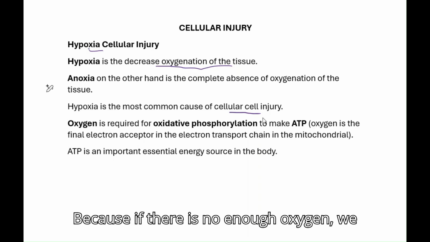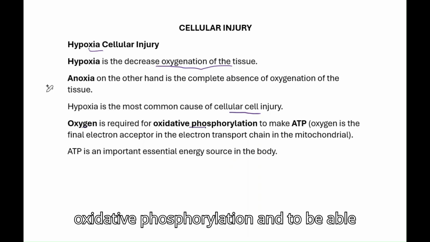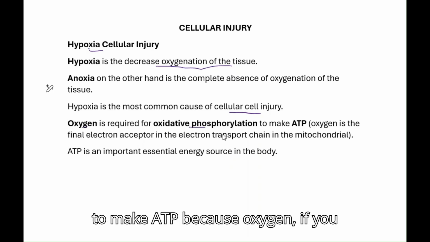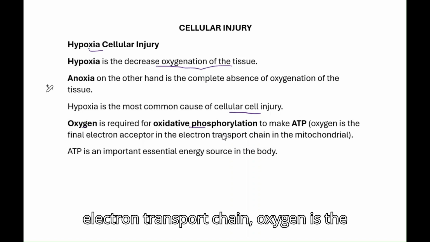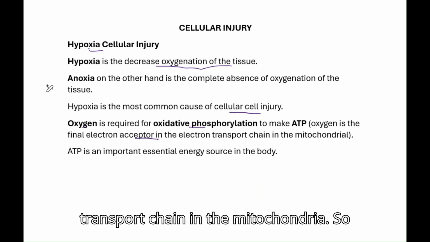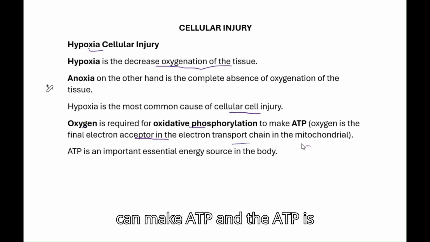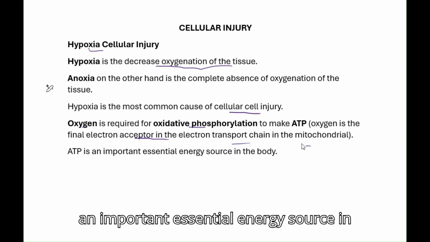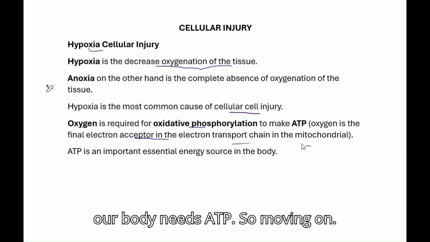And why is hypoxia a big deal? Because if there is not enough oxygen, we know that oxygen is required for oxidative phosphorylation to be able to make ATP. If you remember, in the mitochondria, in the electron transport chain, oxygen is the final electron acceptor. So if there is no oxygen, then you can't make ATP. And ATP is an essential energy source in our body. Almost everything in our body needs ATP.